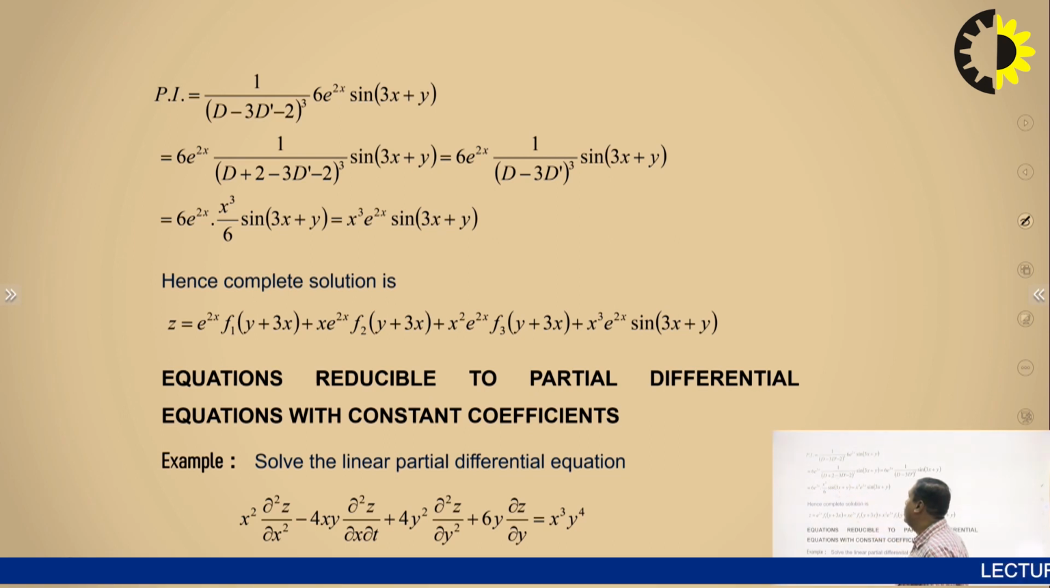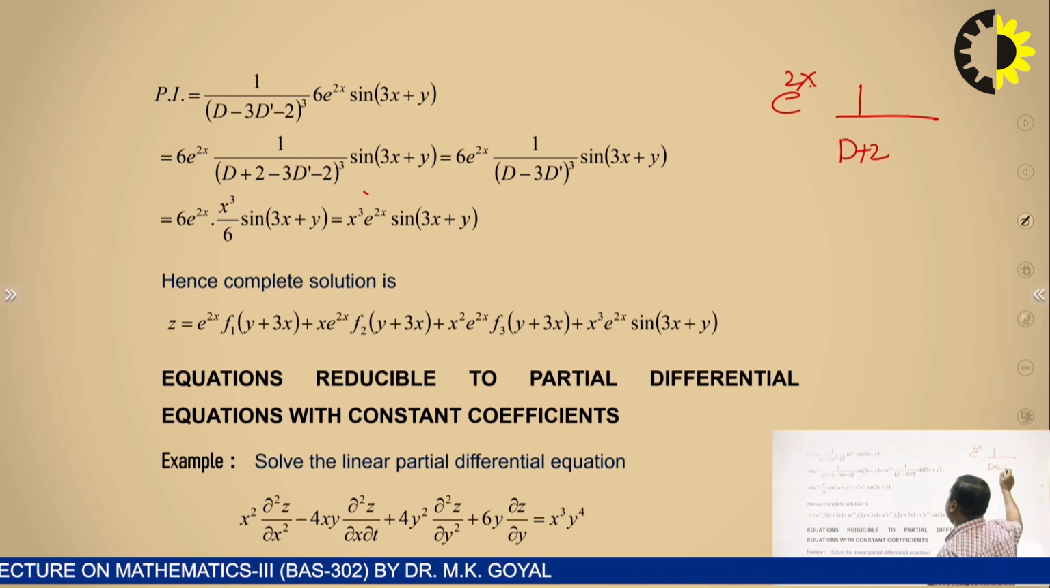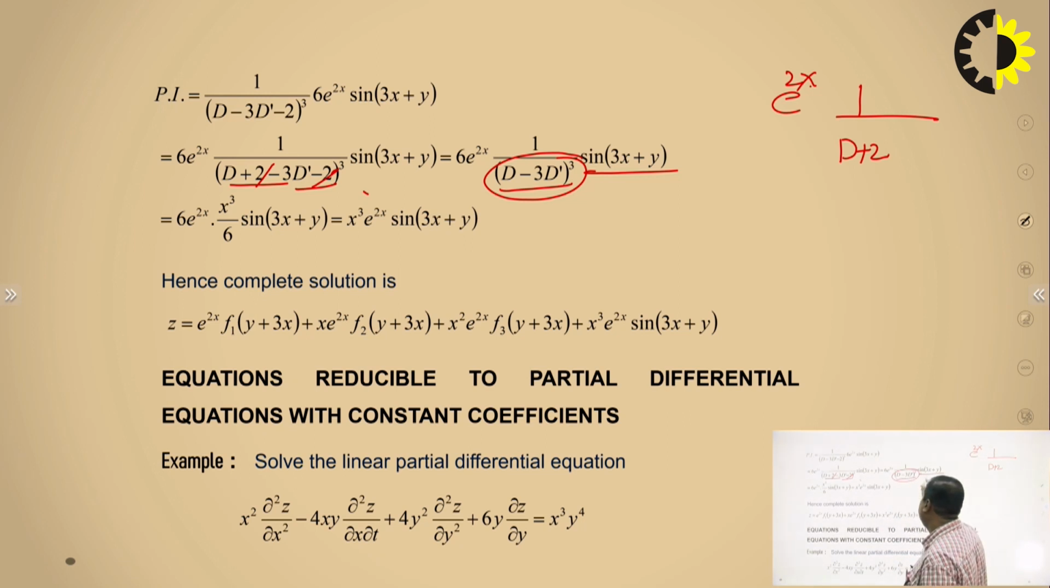The PI is 6 e to the power 2x sin(3x plus y), and we can write 6 e to the power 2x upon (D minus 3D' minus 2) cube. Taking e to the power 2x out, replace D by D plus 2, and replace D' by D' plus 1. That becomes (D plus 2 minus 3D' minus 2) whole cube into sin(3x plus y). Minus 2 and plus 2 cancel out, and that becomes (D minus 3D') whole cube sin(3x plus y). Here it is homogeneous, D and D' having the same degree, and putting the values D as 3 and D' as 1 gives 0.